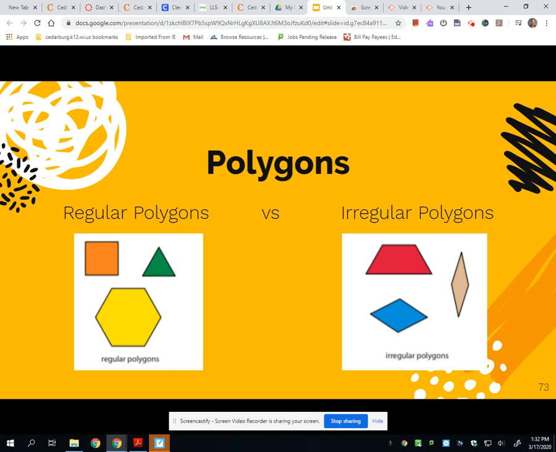When we look at our irregular polygons, all 4 sides are not the same. We look at this, all angles are not the same. So these, though they have similar angles or similar sides, don't have 4 equal angles. So that's the difference between a regular polygon and an irregular polygon. Pause the video and write some examples in your notebook and write down what each are.